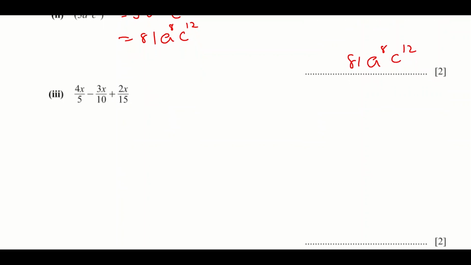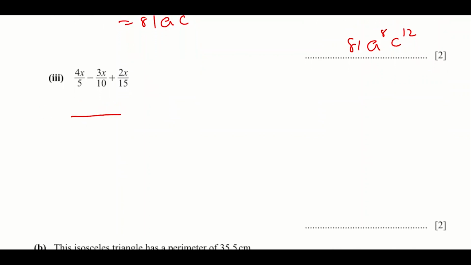Okay, so now we need to just find the LCM, the lowest common multiple, of 5, 10, and 15, that will be 30. So 30 divided by 5, that will be 6. 6 times 4x, that will be 24x. Then minus 30 divided by 10, that will be 3. 3 times 3x, that will be 9x. Then plus 30 divided by 15, that will be 2. 2 times 2x, that will be 4x.